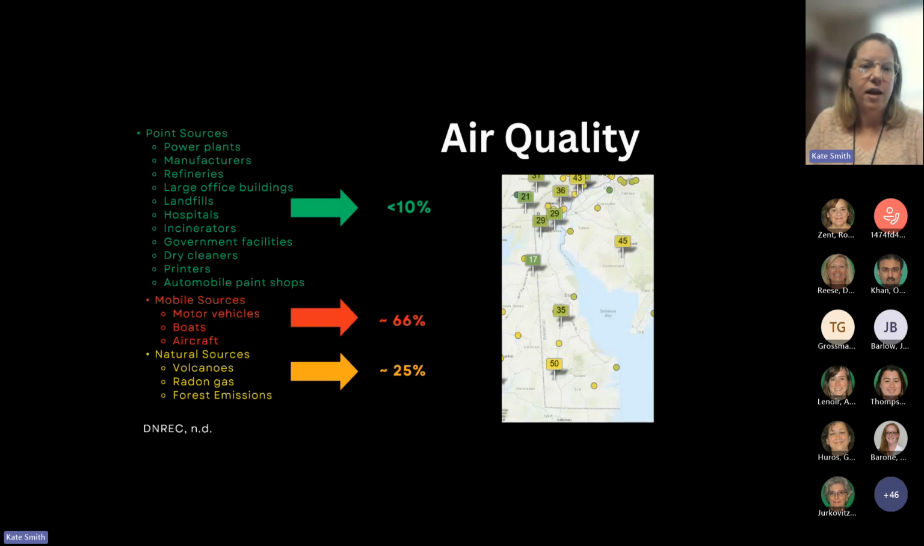And from DNREC, they say that most of our point sources, so our single source points of air pollution, only make up less than 10% of the air pollution that we see. About 66% of our air pollution is made up from mobile sources, meaning cars, boats, and planes. We have 0.25% made up from natural sources like radon gas and forest emissions. Only less than 10% is due to the things that people think make up the most air pollution, like big office buildings and landfills and hospitals. Most of it is from motor vehicles, boats, and aircraft.